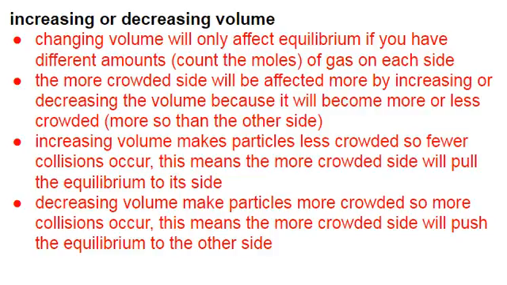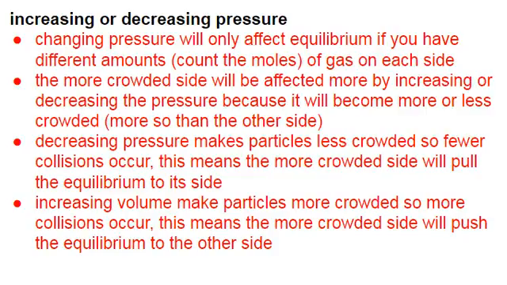If you decrease the volume, you make the particles more crowded, so more collisions occur, and the more crowded side will have a bigger increase in collisions and push the equilibrium to the other side. So there's not a way to just say reactant or product. You have to look at each equation and see which side is the more crowded side as far as gases go. Same thing is true with pressure.